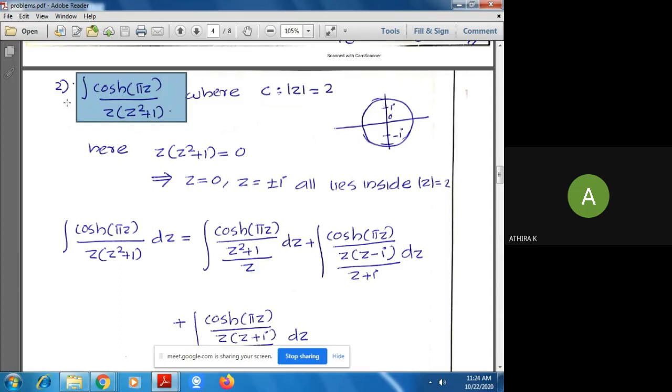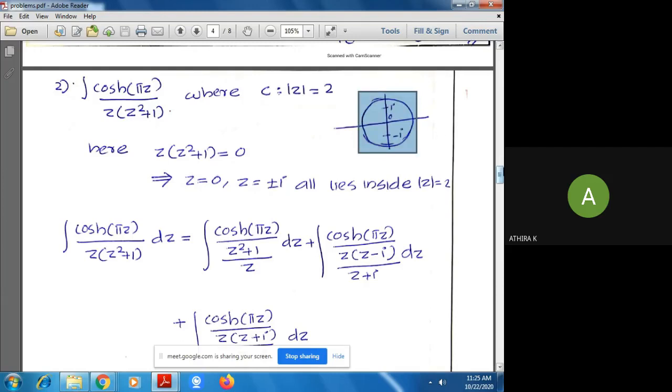First, we check the singular points of this function, that is z(z² + 1) = 0. This implies z = 0 and z = ±i. These are the singular points of cosh(πz) divided by z(z² + 1). And we know that z = 0 and z = ±i lie inside |z| = 2.